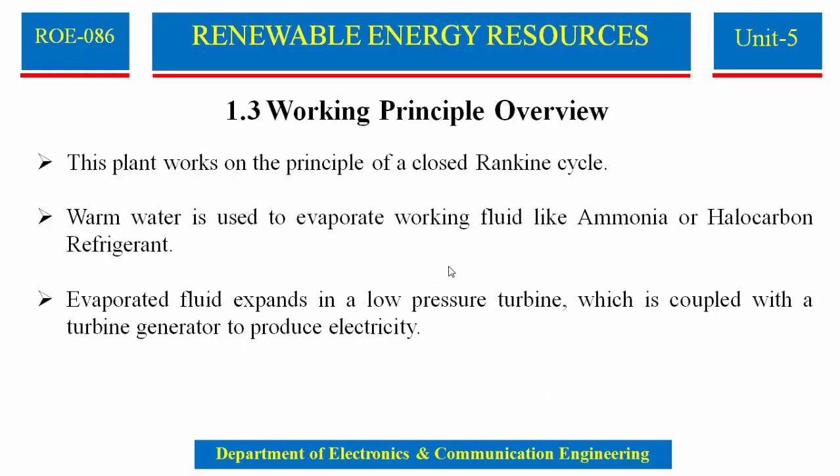This plant works on the principle of the closed Rankine cycle. The warm water is used to evaporate a working fluid like ammonia or halocarbon refrigerant. The evaporated fluid expands in a low pressure turbine, which is coupled with a turbine generator to produce electricity.